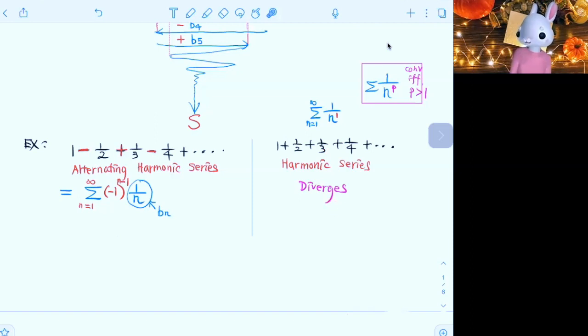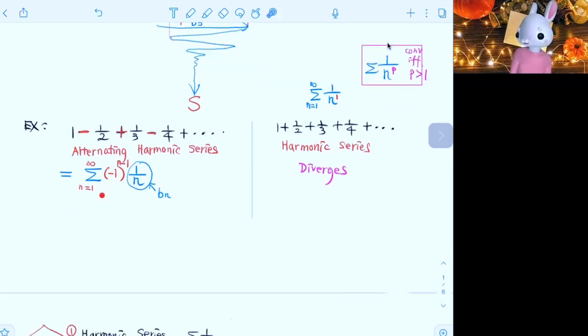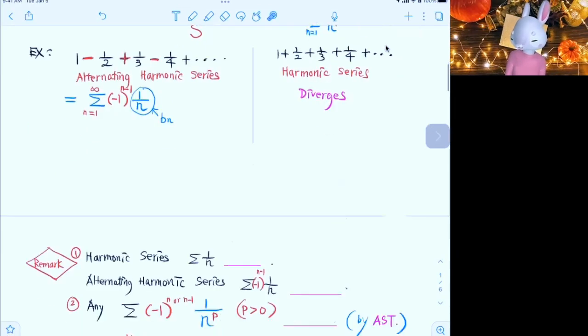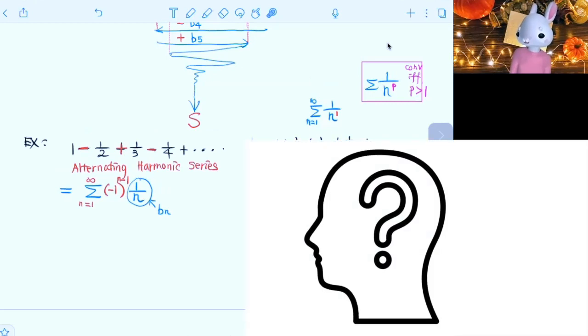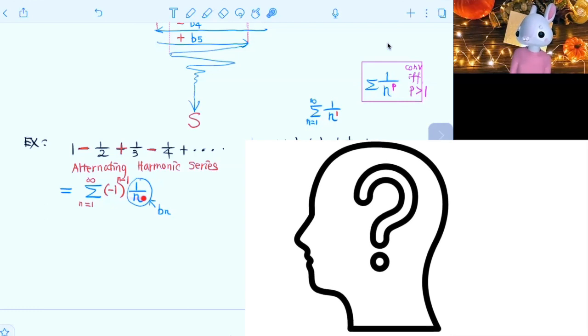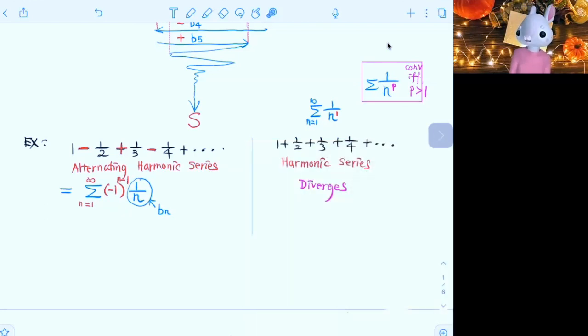But now we have the alternating harmonic series. Basically I take this series and make the sign alternate: positive, negative. If I write it in sigma notation, I have the sum of 1 over n, but because of the alternating sign I put negative 1 to the n minus 1, because the first term is positive. So this is the alternating harmonic series. What do you think about this series? Let's use the alternating series test to see if this series sums up to a finite number. Okay, let's check this out.